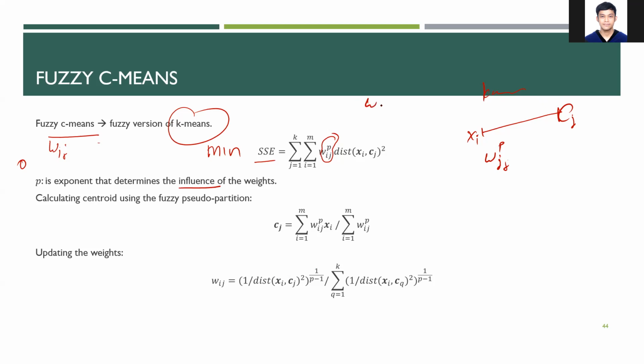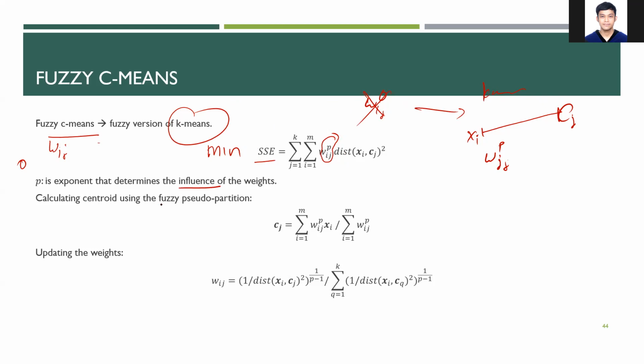Yeah, because if p is 0, then there are no weights, so it becomes K-means. So if we increase the p here, then it will become fuzzy, meaning that we consider more about the membership value. Okay. And we have fuzzy for SSE.